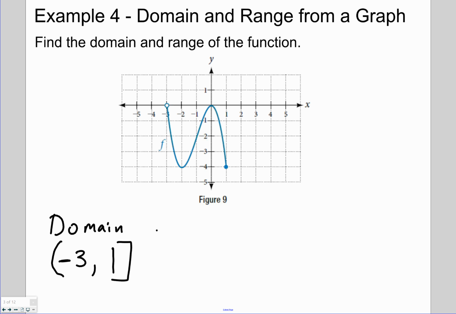Pablo, question? Yeah. So the domain is x and the range is y. Correct, yes. Hey, where did you get 1 from? The x value is 1 for this point. Oh. Now let's do the range. What's the lowest y value? -4. Is it included? Yes, right? It touches both of those, -4. So we're going to put a bracket. What's the highest y value? 0?